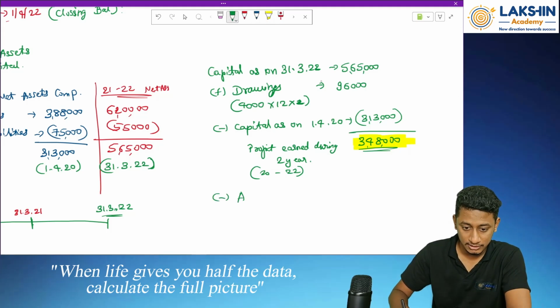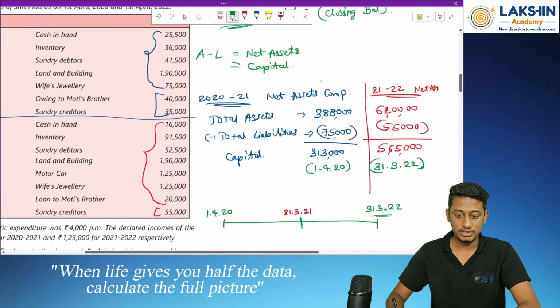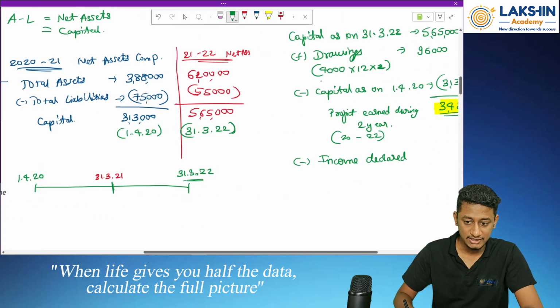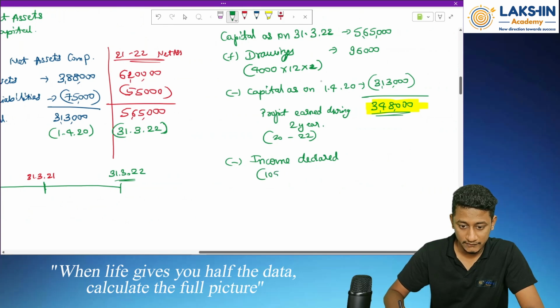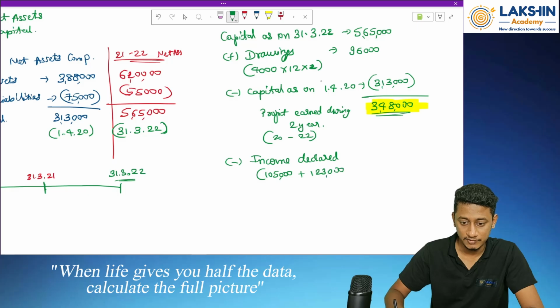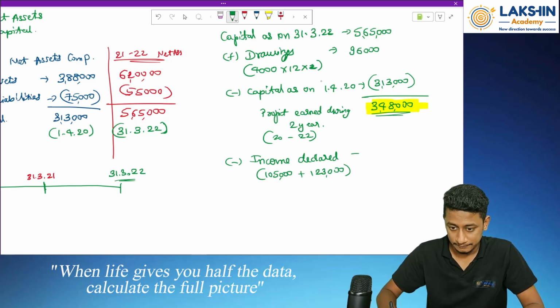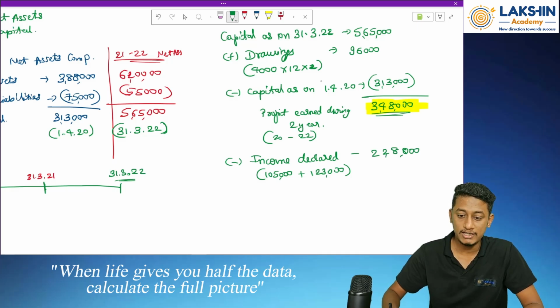Less income declared. How much is it? As per this person, it is 1,05,000 plus 1,23,000. So for these 2 years, he has declared this much income. 1,05,000 plus 1,23,000 would be how much? Only 2,28,000 is being declared by him.